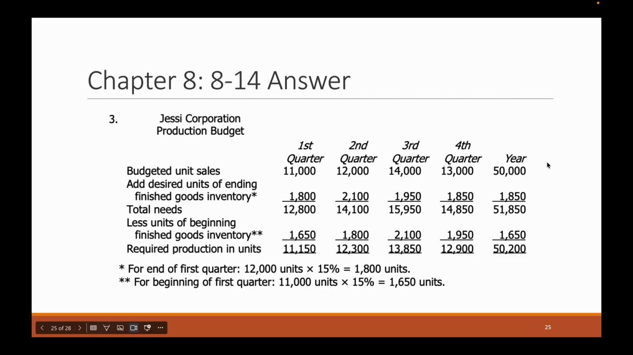Now looking at the full year, our budgeted unit sales for the entire year is 50,000. Our ending finished goods inventory is going to be the ending amount at the end of quarter 4, because that's the final quarter of the year. So the ending amount for quarter 4 is the ending amount for the entire year, the 1,850. So our total needs is 51,850, and we now subtract out our beginning finished goods inventory. We look to quarter 1 because that's the earliest quarter in the year where we have a beginning amount: at the beginning of the year, 1,650. So that means our required production in units is 50,200.